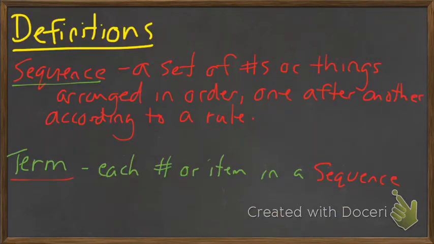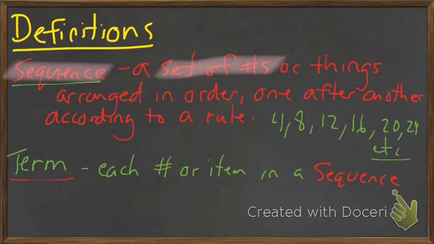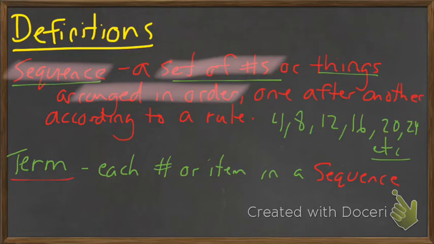Definitions for today. We have two definitions. The first of which is a sequence. So a sequence is just a set of numbers. For example, on the previous page I had written out 4, 8, 12, 16. We can keep that going, 20, 24, and so on. This is a sequence, a set of numbers or things, it can be anything really, that is arranged in order, one after another, according to some form of rule.